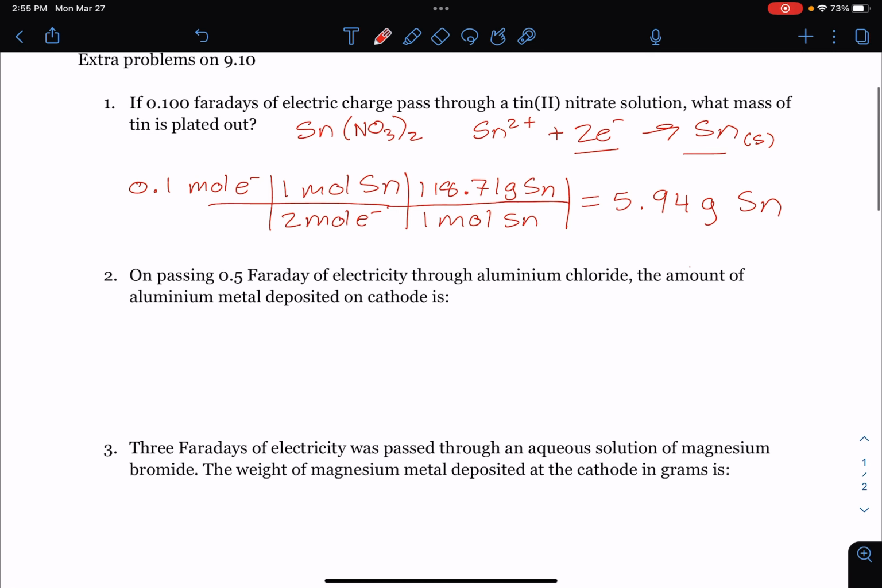So problem 2, on passing 0.5 Faraday of electricity through aluminum chloride, the amount of aluminum metal deposited on the cathode is what? All right, so we have aluminum chloride is AlCl3, and that's just because we know that aluminum makes a 3+ charge, chlorine always makes a -1 charge.